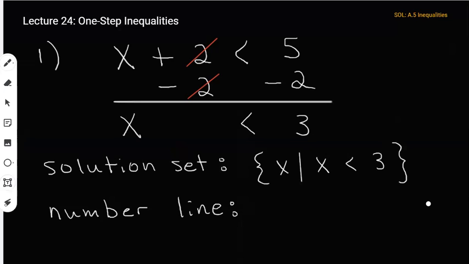So what this means is you're taking all the real numbers x such that x is less than 3.